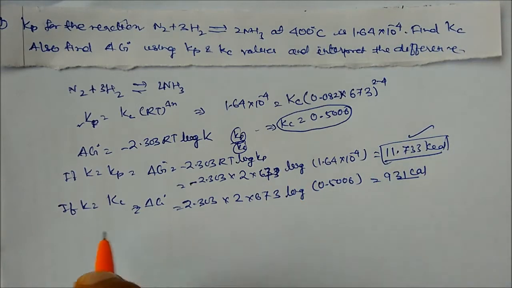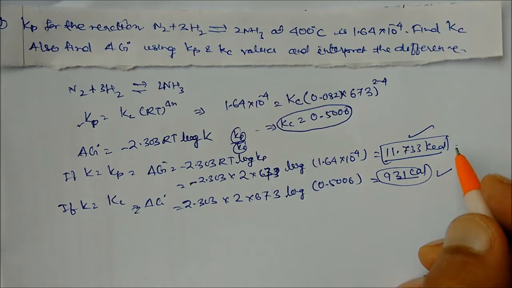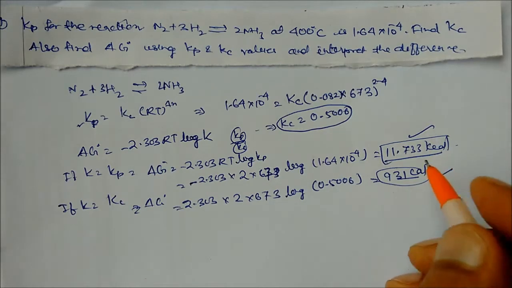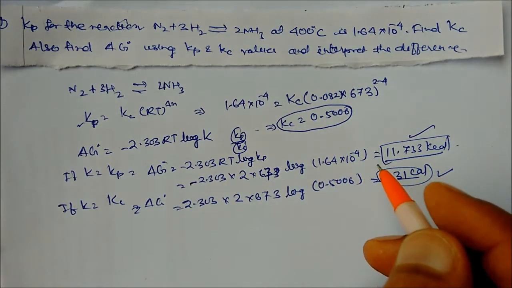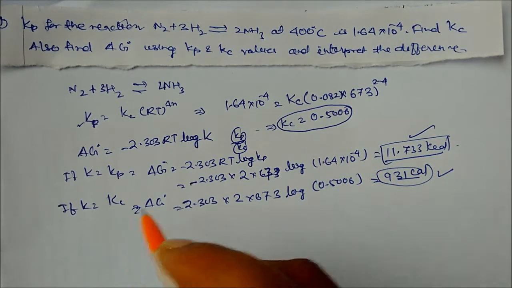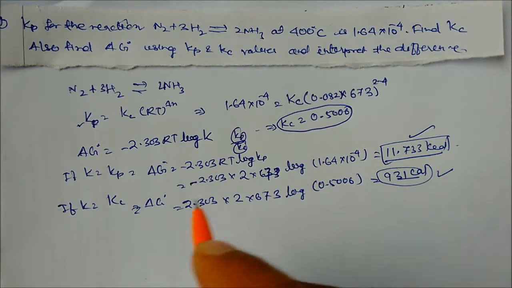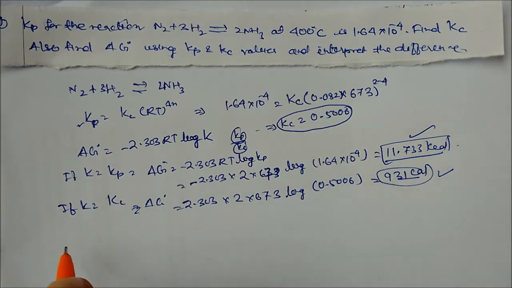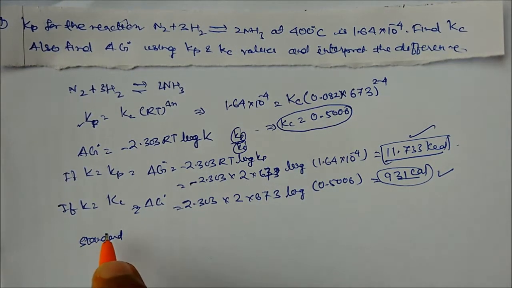So we can see here the value from Kc and the value from Kp. This is only possible when all the reactants and products are present at their standard states. So in the standard state, the values are this much and this much. What is the meaning of standard state?